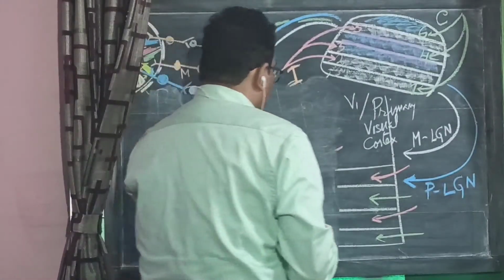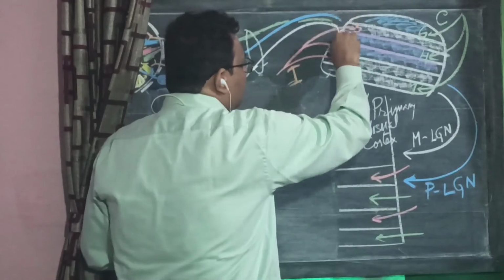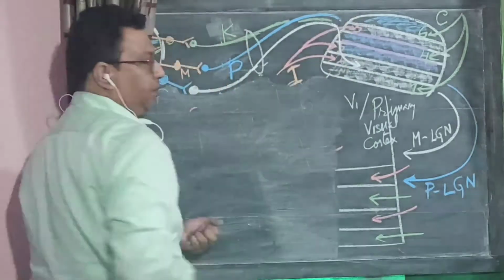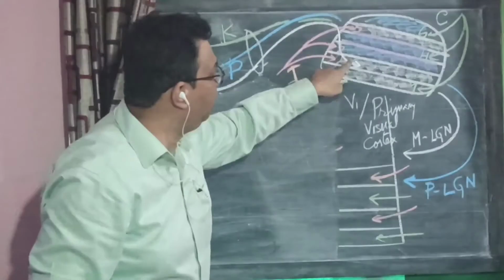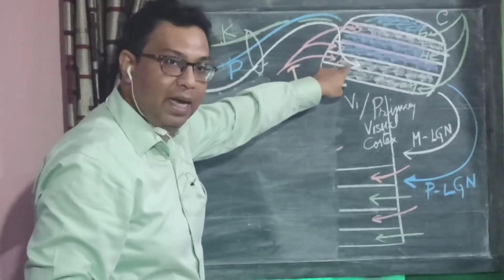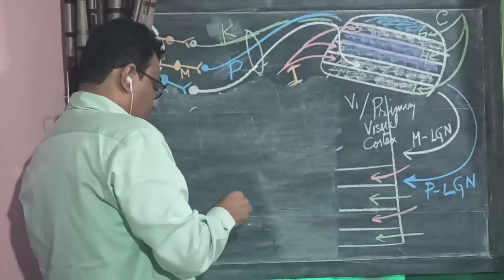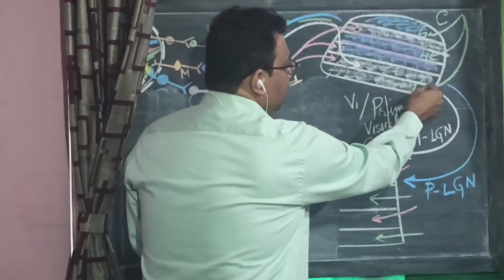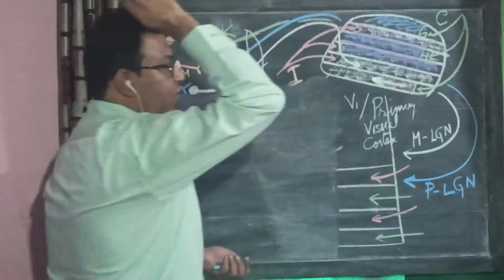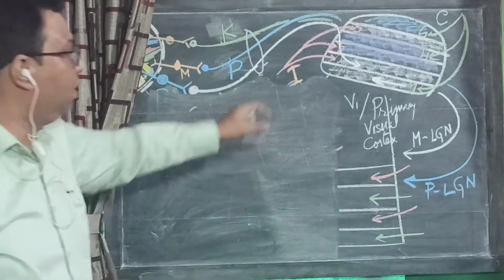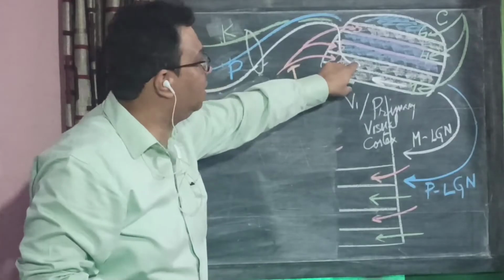Moreover, the magnocellular pathway will be in the first. So the magnocellular pathway from the ipsilateral will be in the second layer. So ipsilateral pathway, magnocellular, second layer. The magnocellular layer from the contralateral will be at the first layer. So the magnocellular pathway will be contributing to the first and second layer.